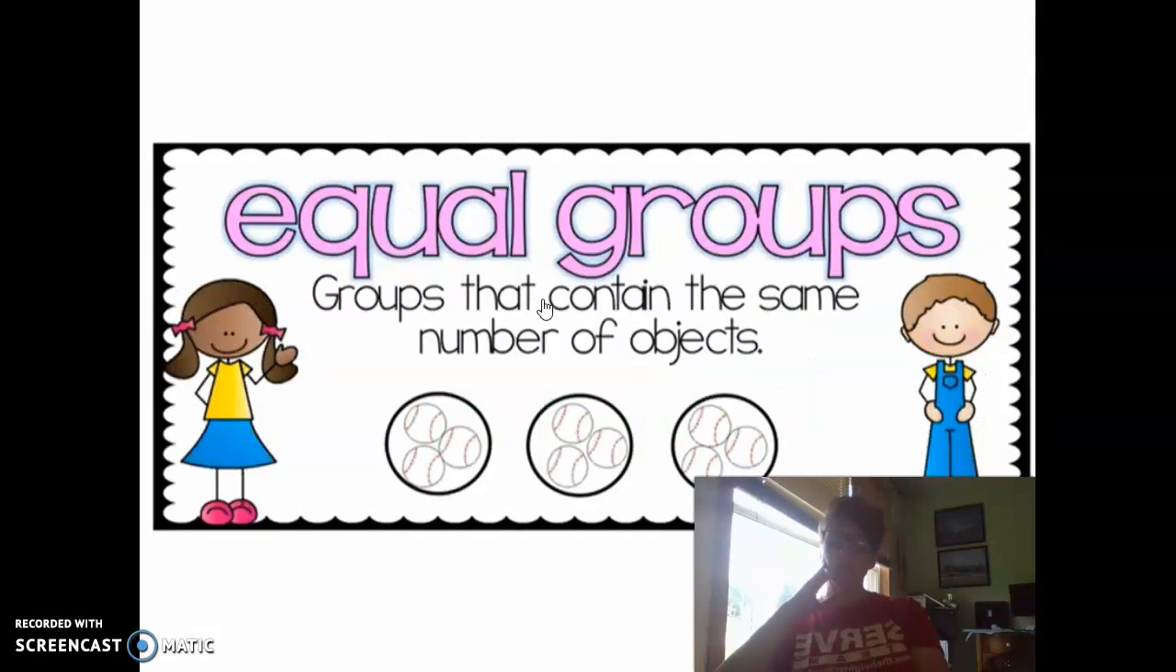Now, equal groups. This is one way we can represent multiplication, by having groups that contain the same number of objects. We have 3 groups, and there are 3 balls in each group. So the multiplication problem in front of us would be 3 times 3, because there's 3 groups, and there's 3 balls in each group.